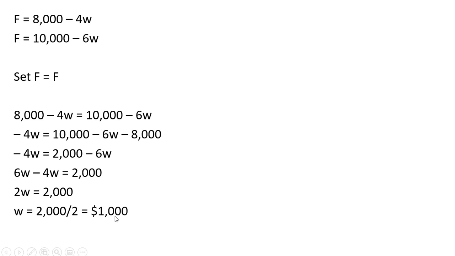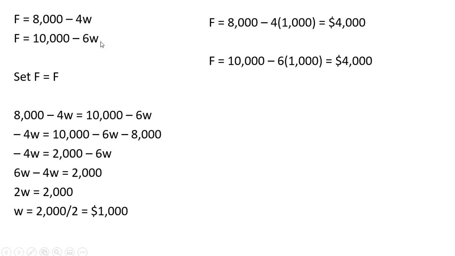We're going to now take this wage and plug it back into either one of these equations on top where we have W. We're going to replace that with 1,000. So doing that, we see the fixed cost is 4,000. And just to check on our answer, if we plug that 1,000 back into this bottom equation here, we also get a fixed cost of 4,000.